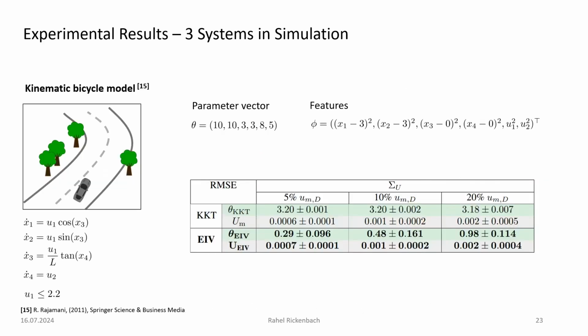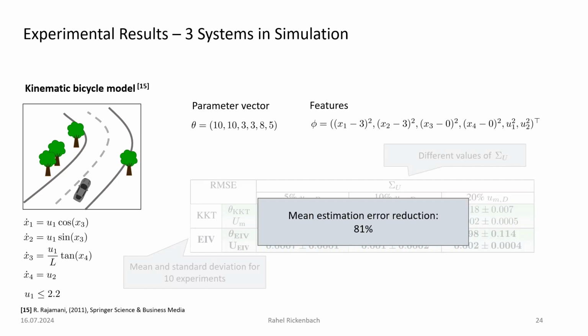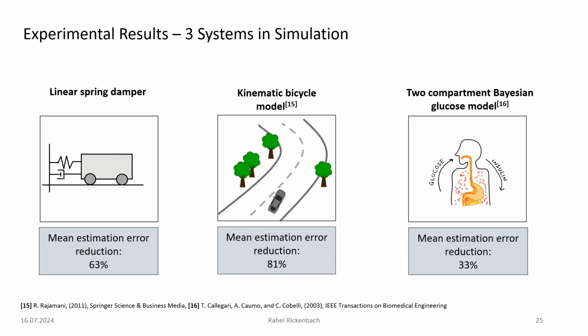Now, looking at the results from the kinematic bicycle model, we can see that for an increasing value of sigma u, so an increasing value of suboptimality, as well as the mean estimate, as well as standard deviation for 10 experiments, we see that our approach at the bottom outperforms the traditional relaxation approach by quite a bit. And if we only look at the theta estimate in the mean, we can see that we have a mean estimation error reduction of 81%. And also for the other systems, we could achieve a mean estimation error reduction of quite a bit.